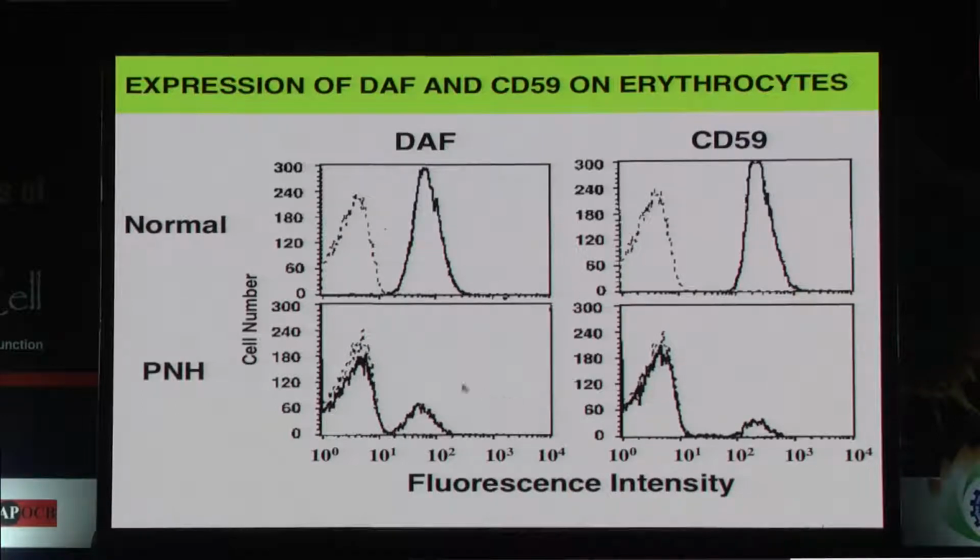So this shows the surface expression of DAF and CD59, the GPI-anchored complement regulators, on red cells. All the normal red cells express both inhibitors, but PNH patients have two populations of red cells. The normal population expresses DAF and CD59; the other, abnormal clonal cell population is completely deficient in CD59 and DAF. So those abnormal red cells are not protected from the complement. They are sensitive to complement.